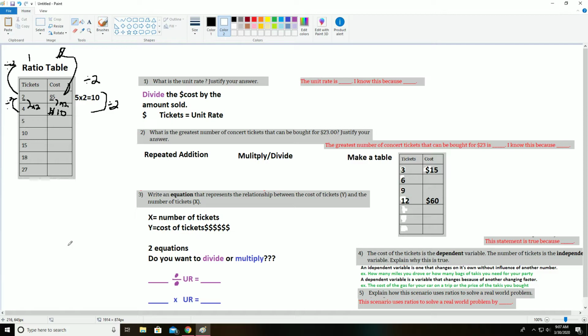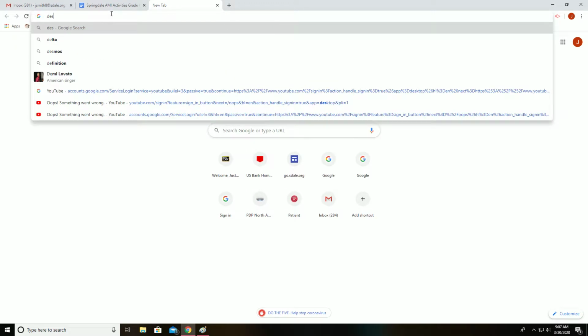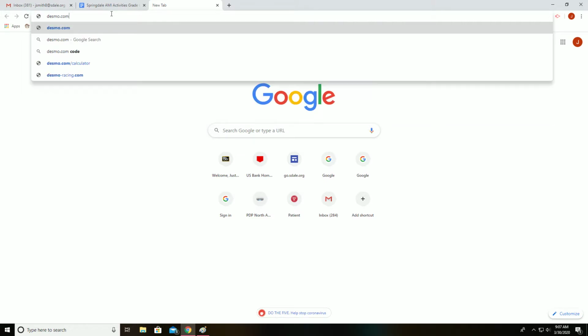From there, you're going to need to make a graph. You're going to need to make a graph of this. So what you could do here, I'm going to go to Desmos.